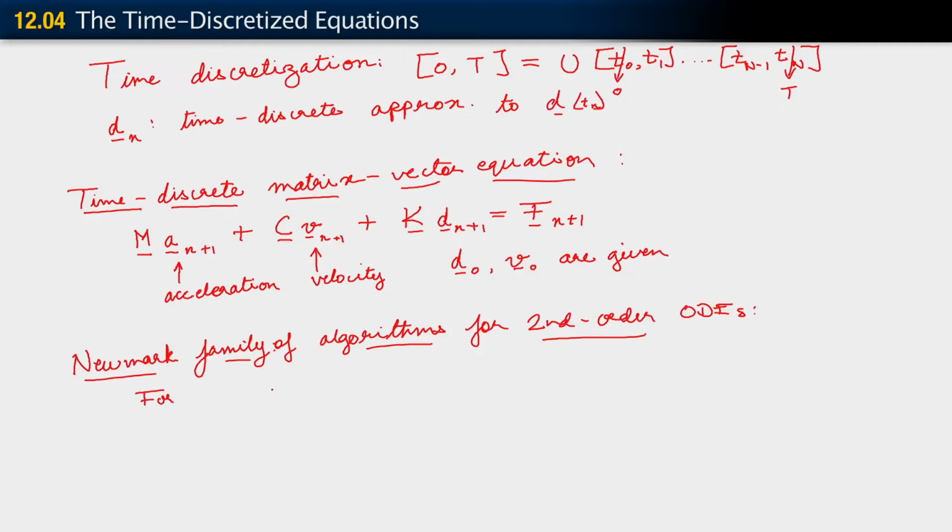Now, we need to have some parameters for this family. Just as for the Euler family of algorithms for first order equations, we had our parameter alpha. Here, because these are second order ODEs, we need two parameters. One of those parameters I'm going to denote as gamma, and gamma belongs to the closed interval 0, 1, just like alpha did. The other parameter I'm going to write as twice of beta, where twice of beta belongs to the interval 0 to 1. Alternately, beta belongs to the closed interval 0 to half. All right. Now, with this in place, here is how the Newmark family works.